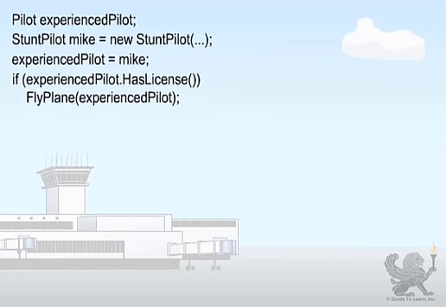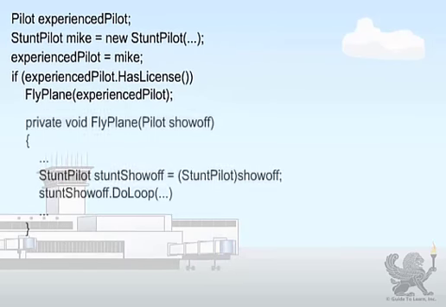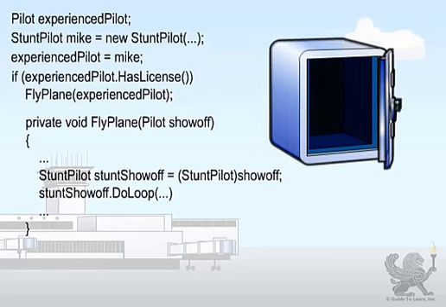Before invoking do loop, you need to convert experienced pilot into a type that can execute the do loop method. You can do this by using a cast. This should be safe because the parameter being passed in was originally a stunt pilot. The variable stunt show-off is of type stunt pilot, so it can be used to execute do loop.